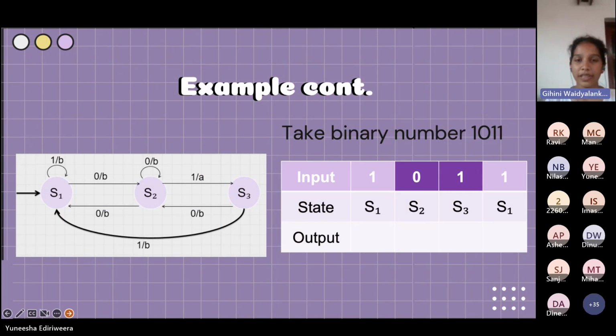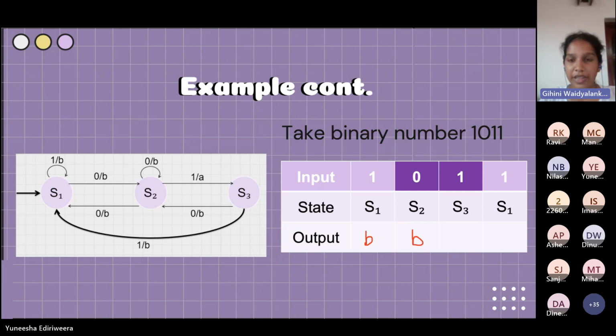Now we'll see what kind of output will be produced for this binary number 1011. When the input 1 is given, it is in state 1, so the output should be B. Then the next input is 0, so it will move to state 2. Now we have the present state as state 2 and the input as 0, so we'll have the output B.